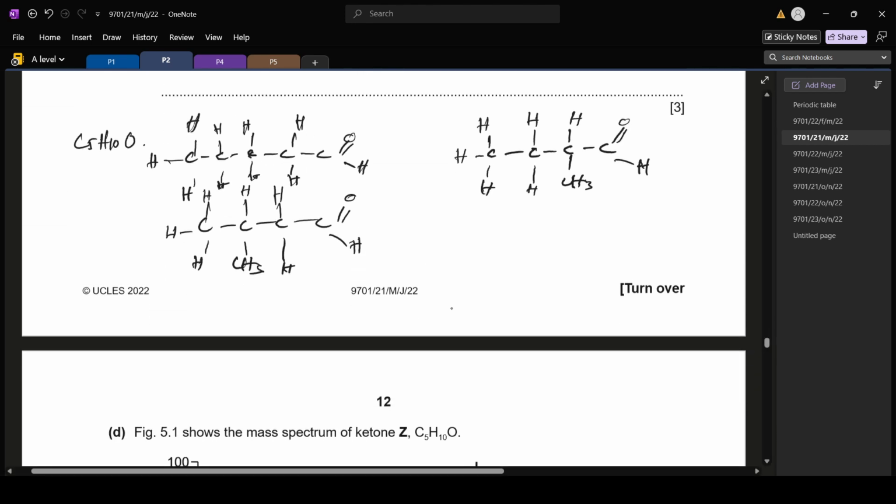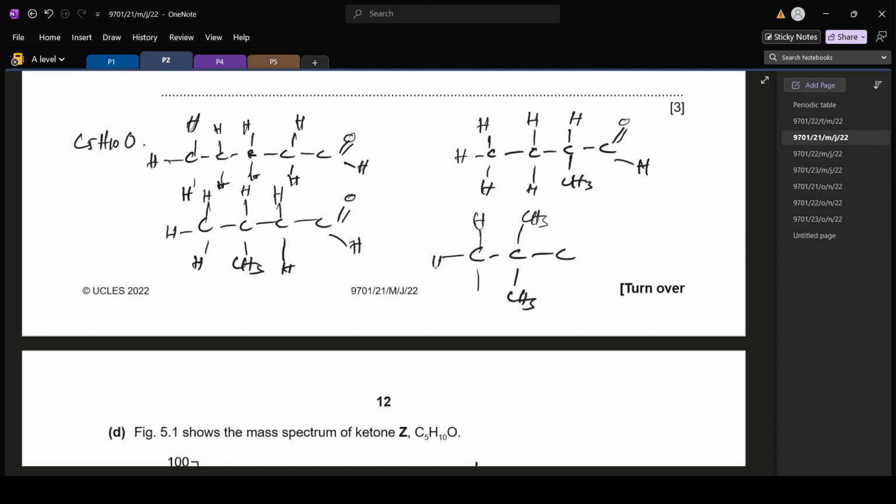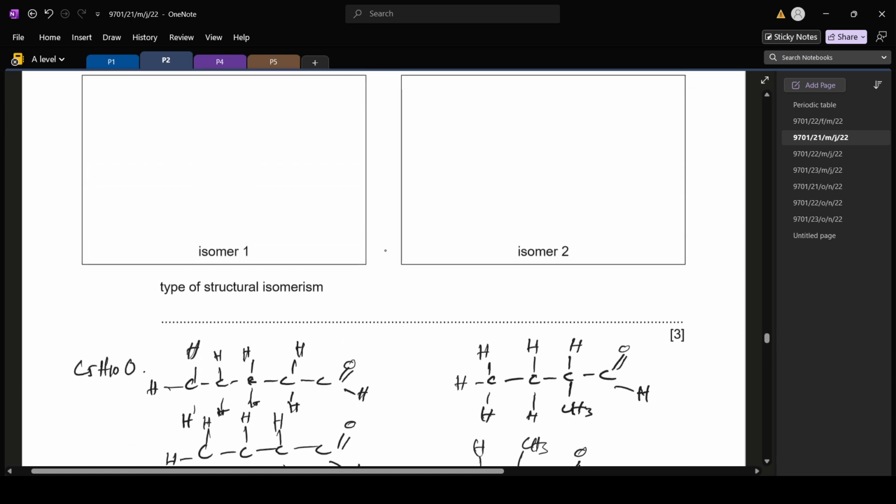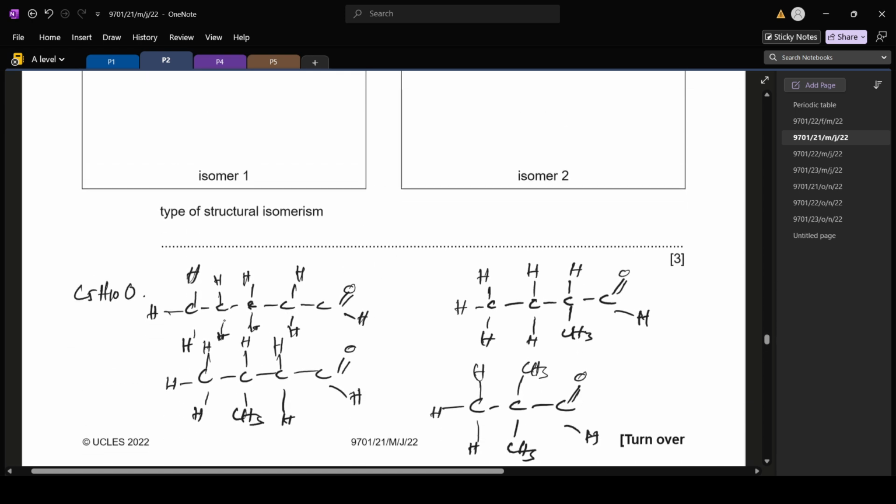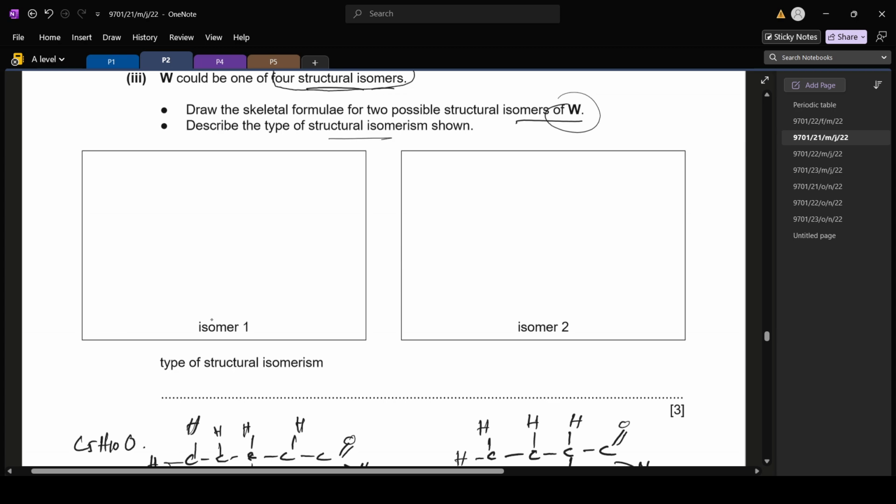And your fourth isomer, further branch it, and this will give you 2,2-dimethylpropanol. Okay, so these are your four possible isomers of W, and you can draw any two of them. So I'm drawing the simplest one first.